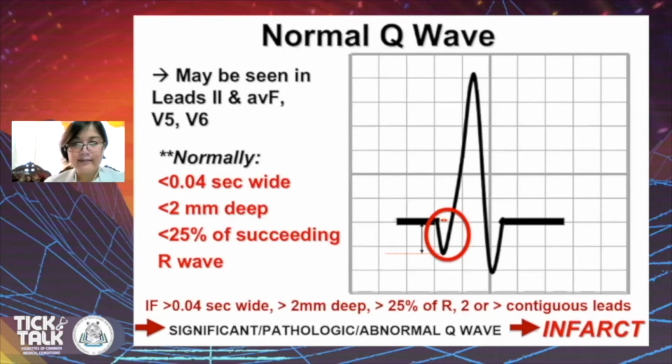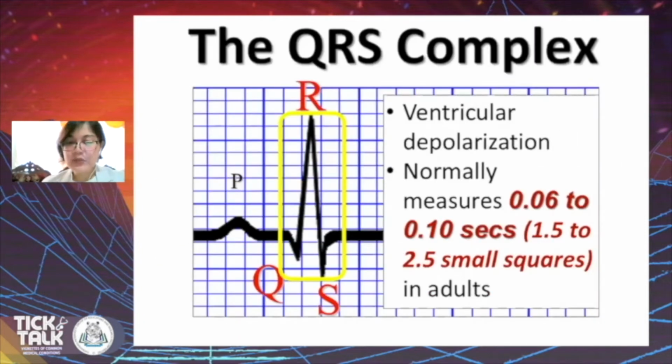Now, the QRS complex, which represents your ventricular depolarization, basically measures 0.06 to 0.10 seconds, meaning if you take a look at the width of your QRS complex, it should be only 1.5 to 2.5 small squares.